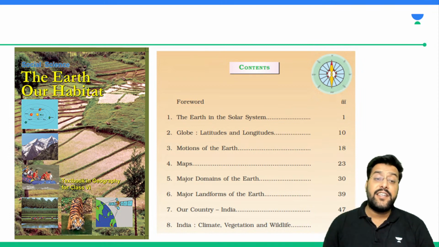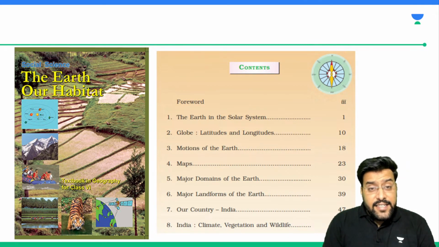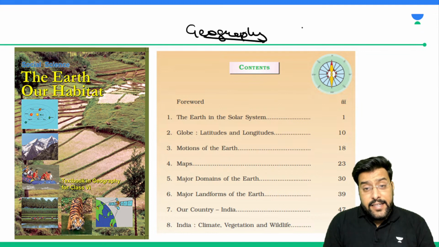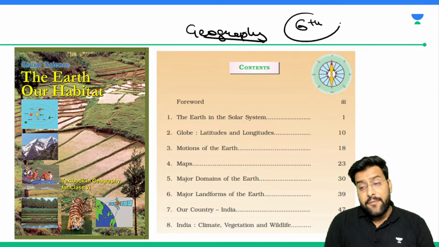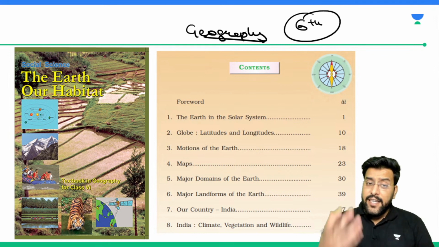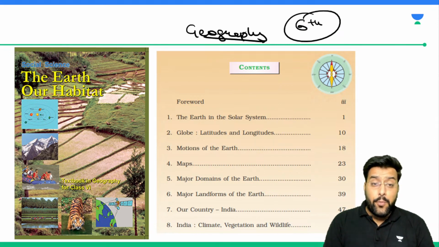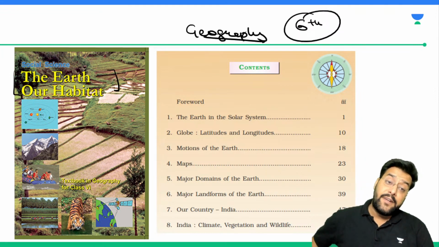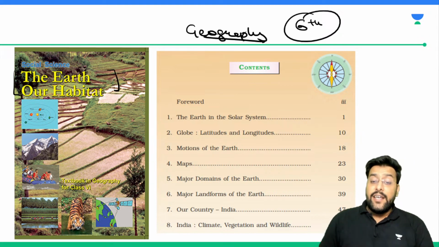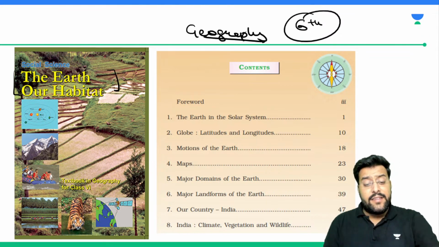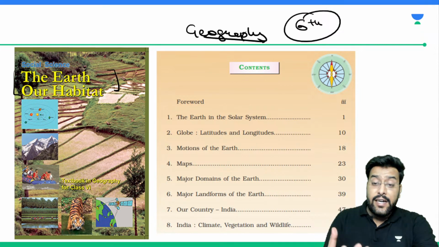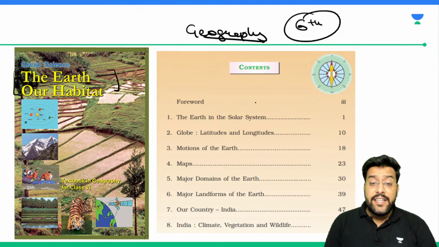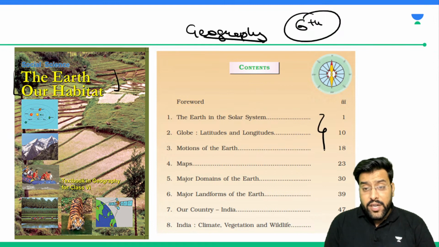So starting with our discussion, we are discussing this subject which is known as geography. Geography is related to this earth, and ultimately the NCERT for class 6th will be our first part of discussion. The NCERT for class 6th, if you have a look at the book from the front, looks something like this. The name of this entire book is The Earth, Our Habitat. If we go by the name, the entire discussion will be about the earth, our habitat, our surroundings in which we stay. If we have a look inside at the contents, this entire book is divided into 8 chapters.